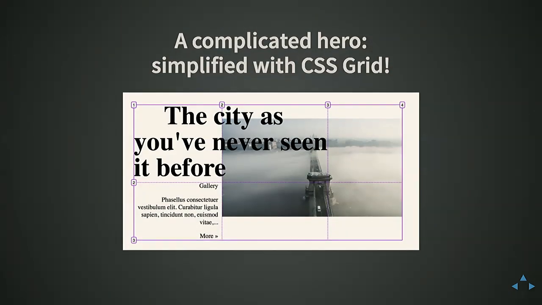So we were talking about how we could create this hero and simplify this task using CSS Grid. Just check this image, and you can see we have a grid with three columns and two rows, and we can place items into these columns and rows, into these areas, and our problem is solved. So how will we do it? I won't show it with this, but with a simpler example.